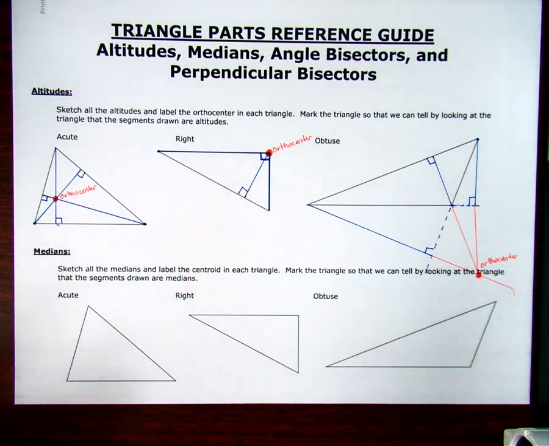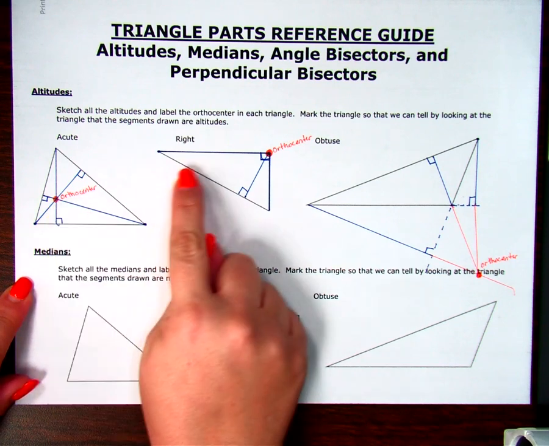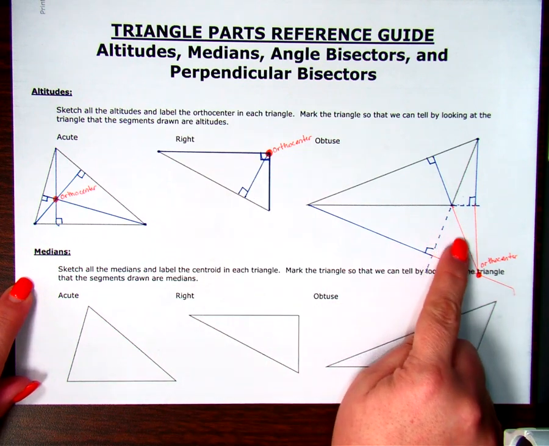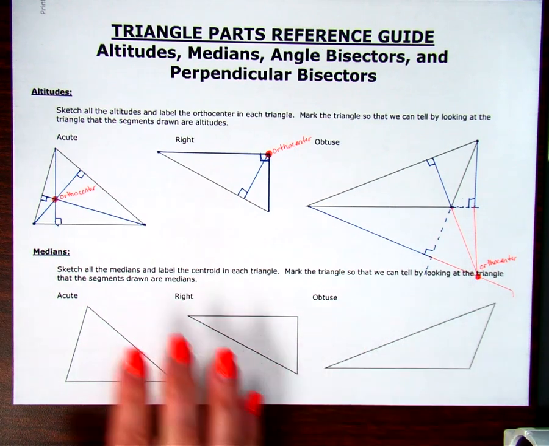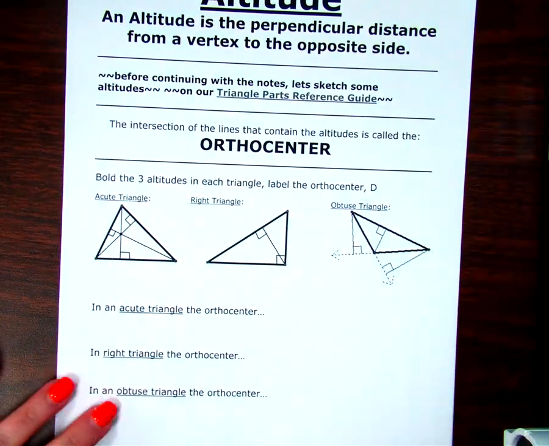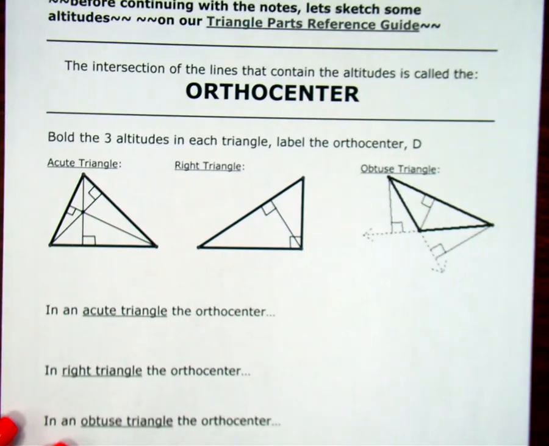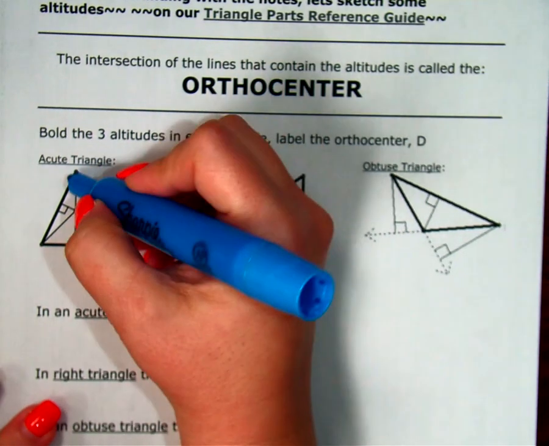All right, so again, when we look, we can see our orthocenter in our acute triangle is inside our triangle. On our right triangle, it's on the corner at our 90-degree angle. And in our obtuse triangle, we have to extend our altitudes to find that orthocenter intersection. Okay? So, back to our notes. We're going to bold the 3 altitudes in each triangle, and we're going to label our orthocenter D. Okay, so to do that, I'm just going to go ahead and get myself a highlighter. You could just use a regular pencil and color in, make it bold.